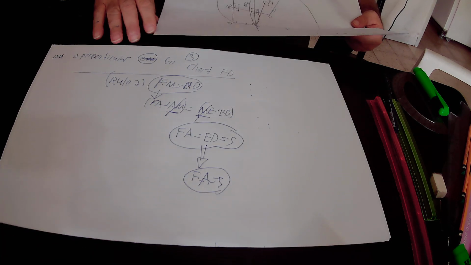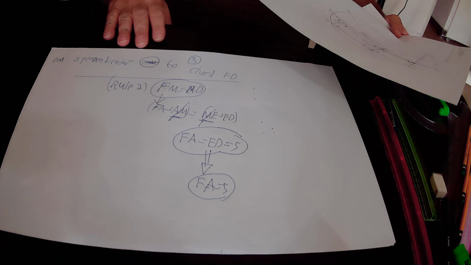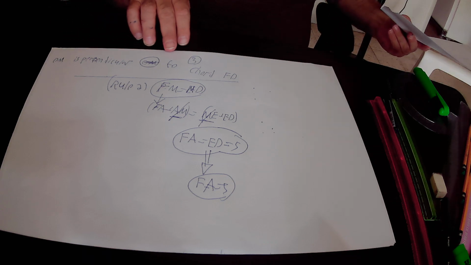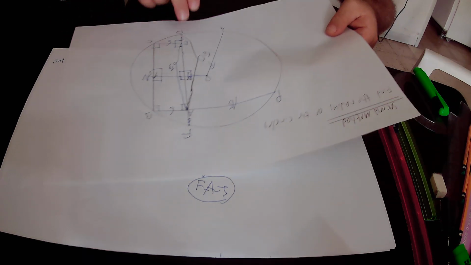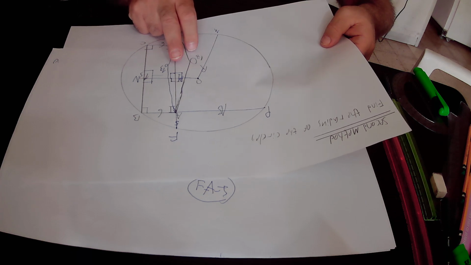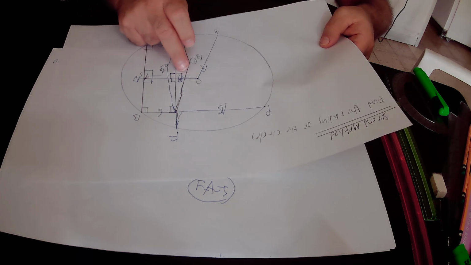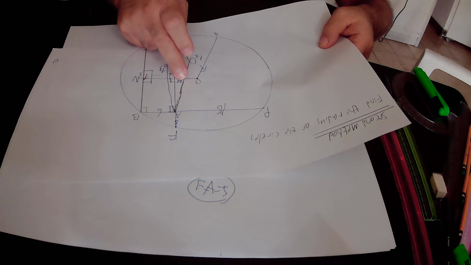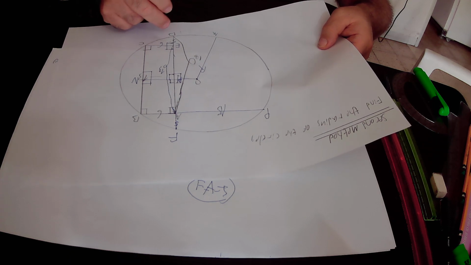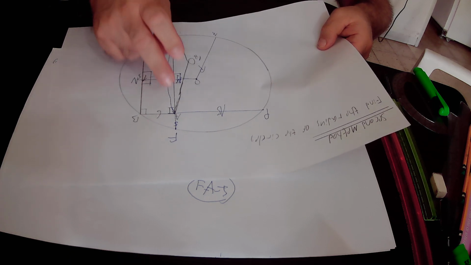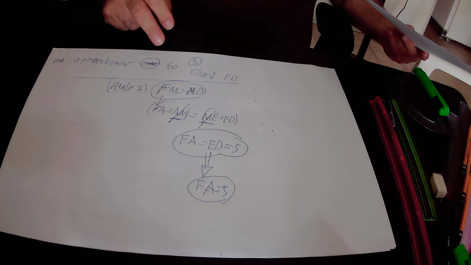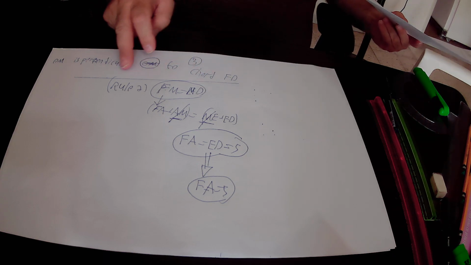I repeat again. OM is perpendicular to chord FD. As you can see, OM is perpendicular to chord FD. Why? Because this angle equals 90 degrees and this angle equals 90 degrees. Therefore, according to rule number 2, it bisects the chord FD. That is to say, FM equals MD.